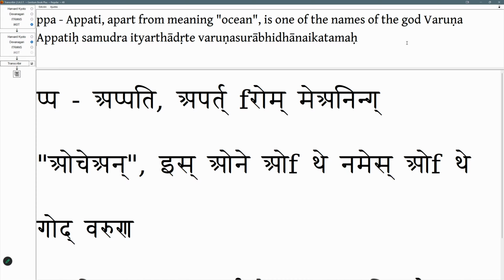So, apati, samudra ityarthadrite, varunasura vidhana ekatamah. Okay? Apati, apart from meaning ocean, is one of the names of the god Varuna. So, good.